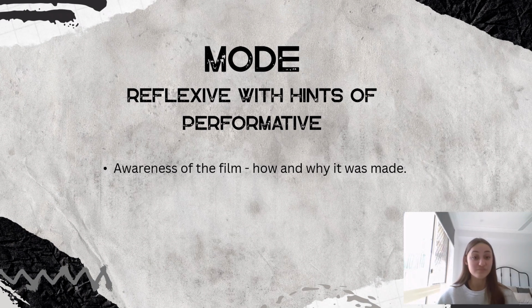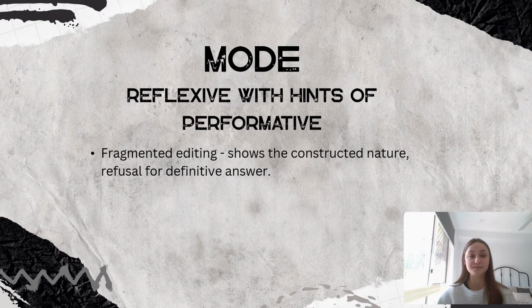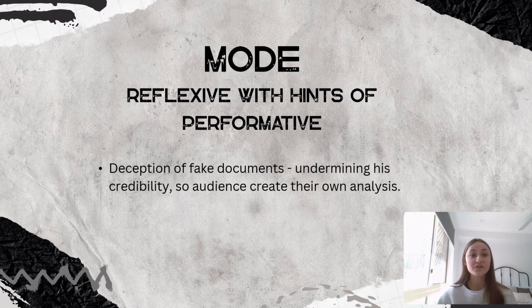The film's reflexive mode is evident through Lynn's self-awareness of the film for how and why it was made. The stylistic choice of fragmented editing shows the constructed nature of the documentary and its refusal to provide a clear argument with definitive conclusions. Furthermore, Lynn chooses to undermine his own credibility by blurring documents and replacing them with fake ones to pull the audience out of a passive trust for the narrator. This is done so that the audience is pushed to create their own analysis of the information they're being fed.